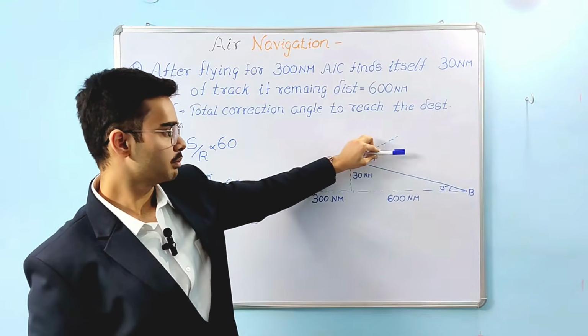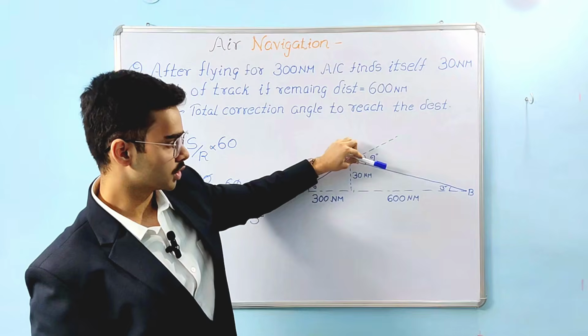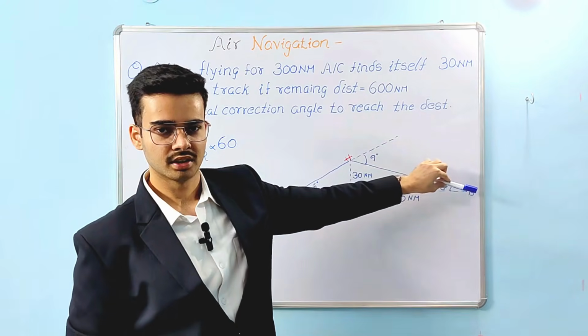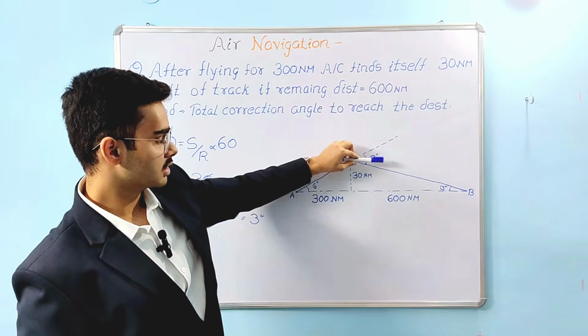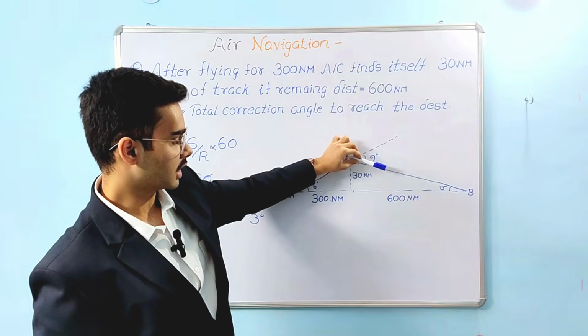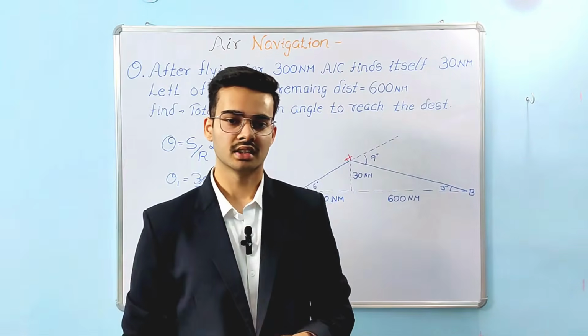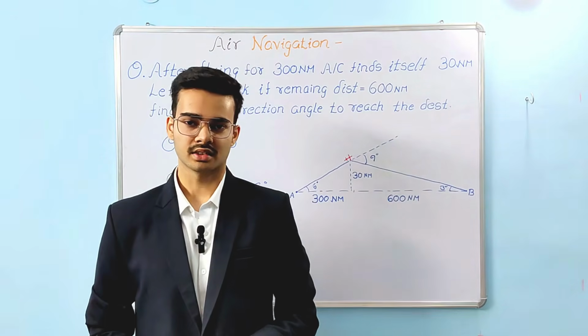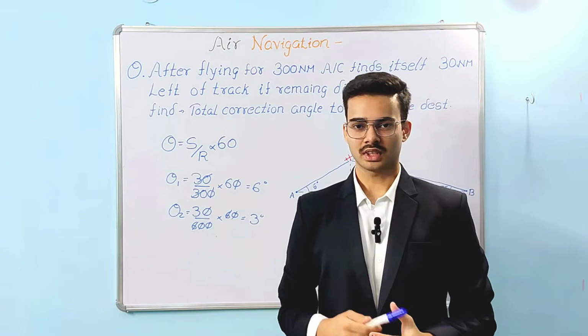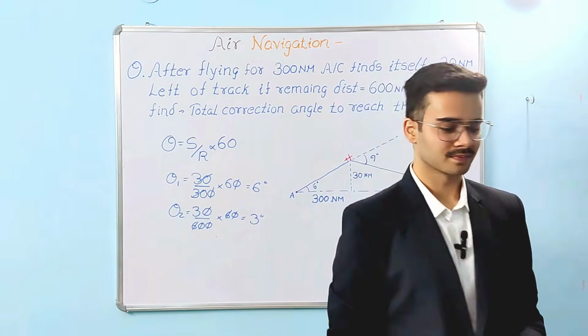If we turn 6 degrees from here, we'll fly exactly parallel to the initial path. But we don't need to fly parallel. We need to turn more to reach the destination. That's why we add the remaining 3 degrees and then we get on the track that takes us to the destination. So you may note it down and let's proceed to the next question.